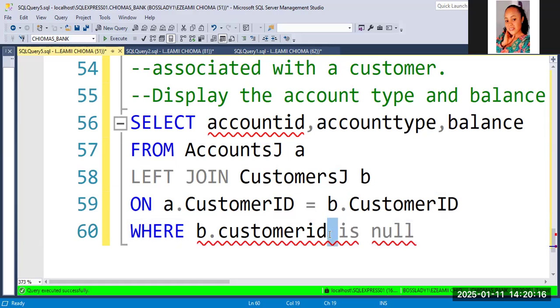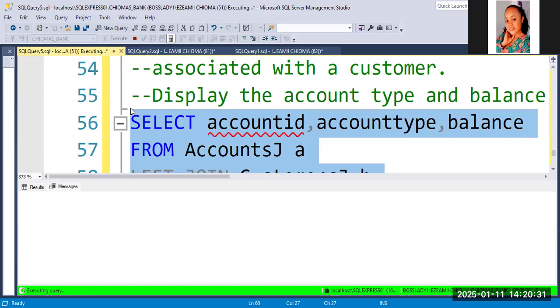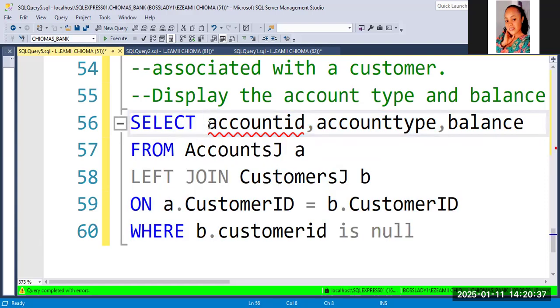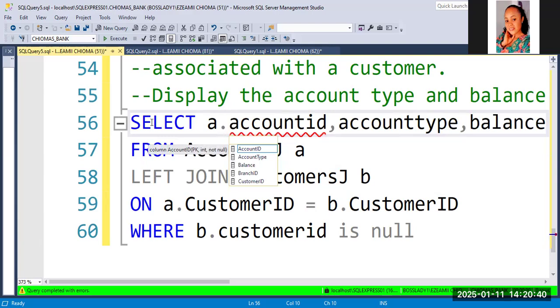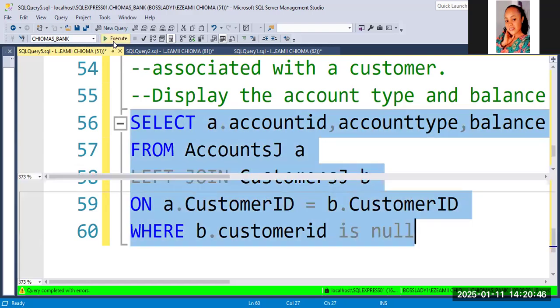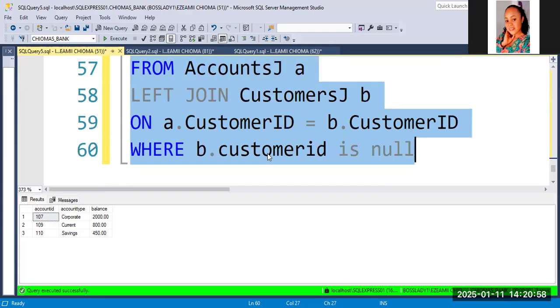So what this is going to do now is look at our customer table. Once there is no customer ID, it's going to give us the result. Sorry, ambiguous column name, account ID. So which column do we want this account ID from? Let's use our account table. That's our table A. Ambiguous column name means you did not mention the table you want, and probably there are other tables with the same column name. So we need to know the table we are getting the information from, all right?